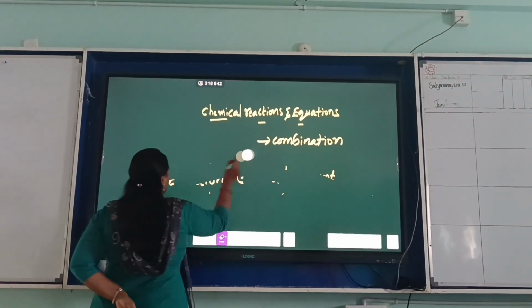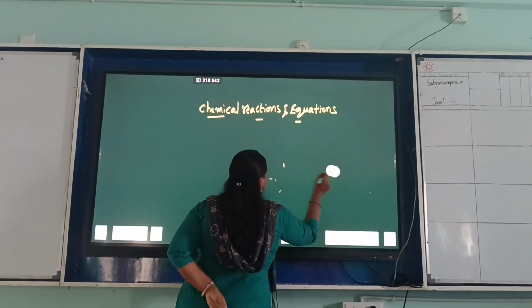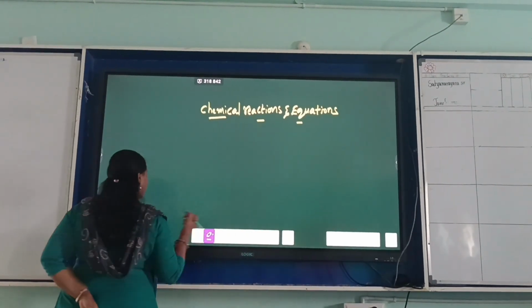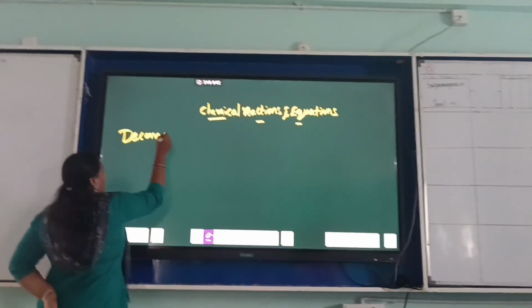At the same time, the law of conservation of mass applies: mass can neither be created nor destroyed during a chemical reaction.